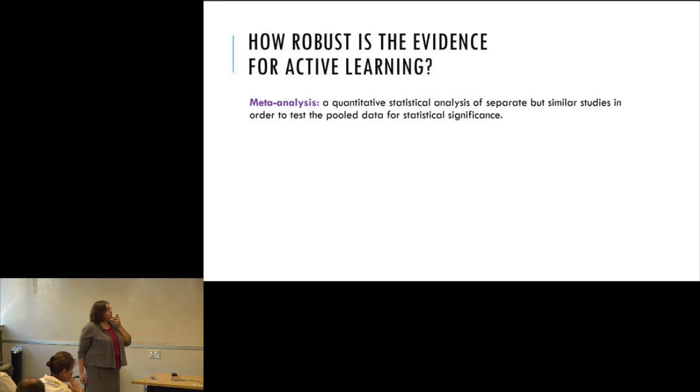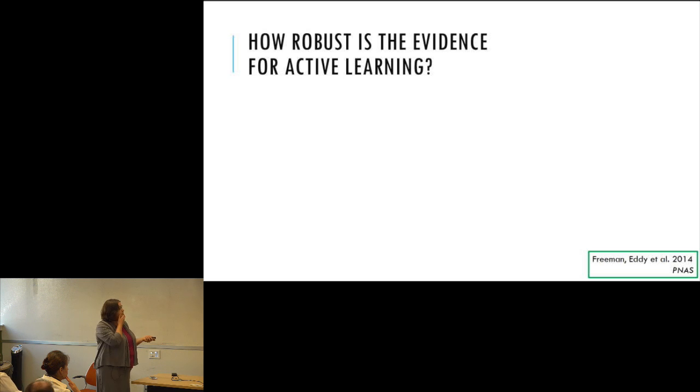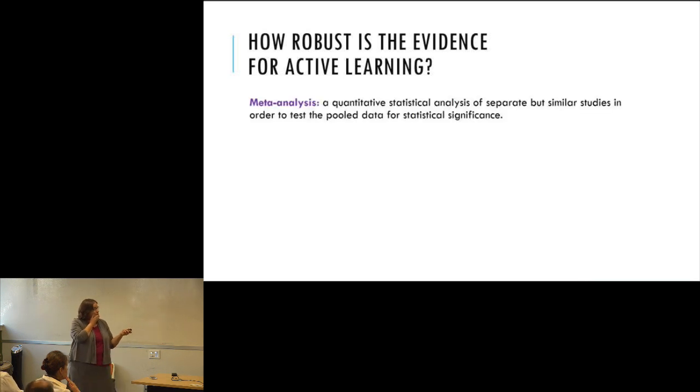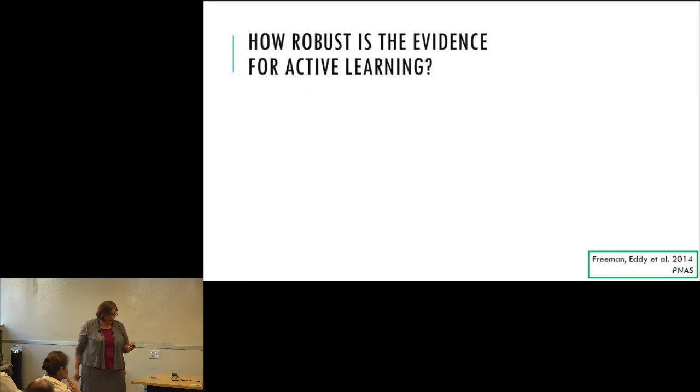So just to give you a quick definition, it's a quantitative statistical analysis of separate but similar studies in order to test the pooled data for statistical significance. So the first thing you might notice out of this is that we're not doing the studies, right? We're going out into the literature, we're collecting the studies. I'm going to talk to you about the criteria we use to do that, but evidently that is not the next slide. So the first thing when you start a meta-analysis that you need are definitions, right?